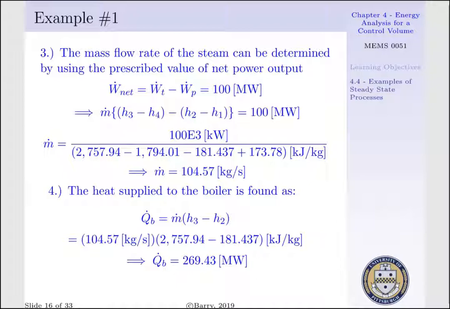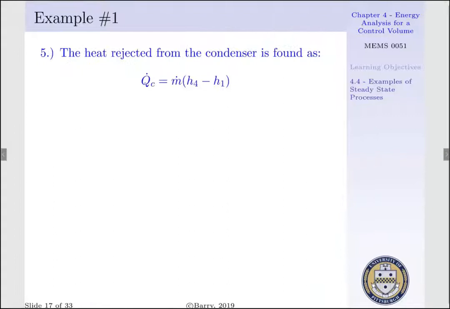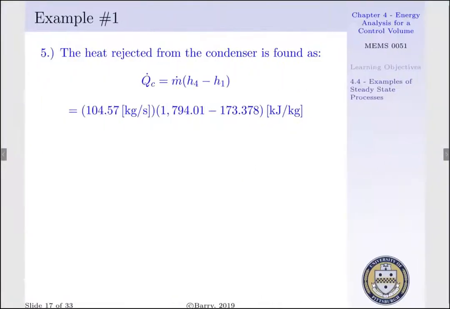We have to communicate with a low temperature reservoir. And the heat rejected to this low temperature reservoir, i.e. from the condenser, is found via our mass flow rate times the difference of enthalpies at state 4 and state 1. Thus, our heat rejected from our condenser is 104.57 kilograms per second times 1794.01 minus 173.378 kilojoule per kg, or we're rejecting 169.5 megawatts.